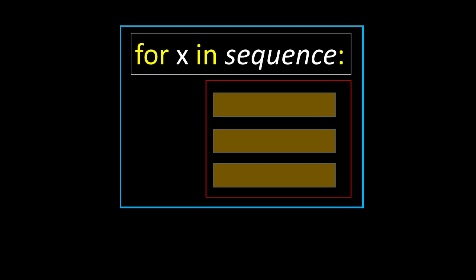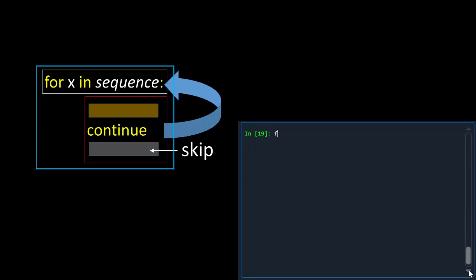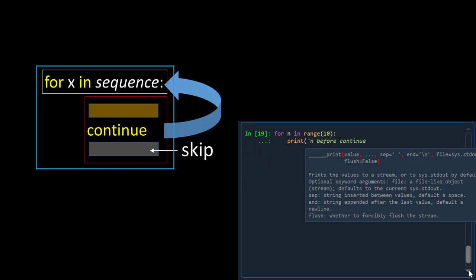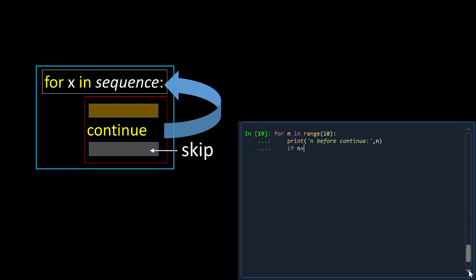You may wish to exit a loop suite partway through the suite, but still continue with the next iteration, which is done with the continue statement. When the Python interpreter reads a continue statement, it skips the remaining statements in the suite and returns to the top of the suite for the next iteration.